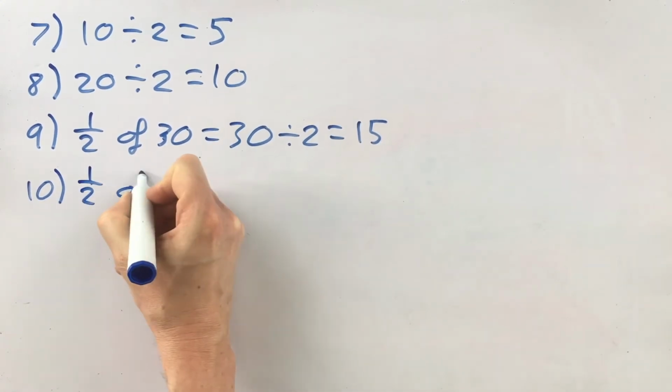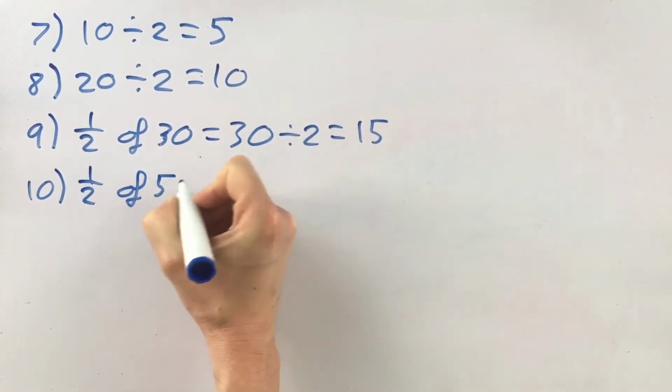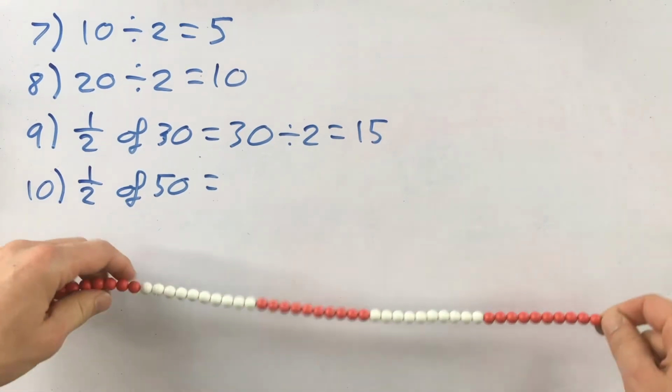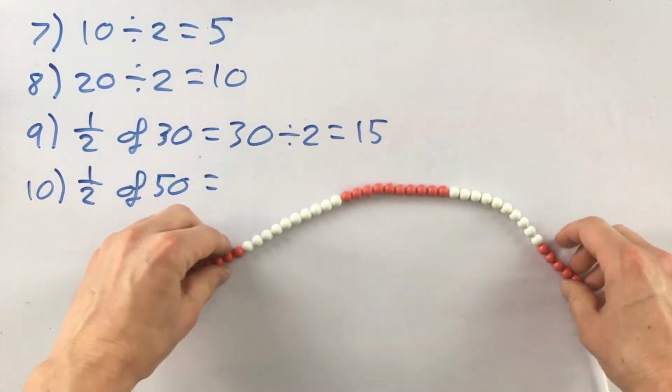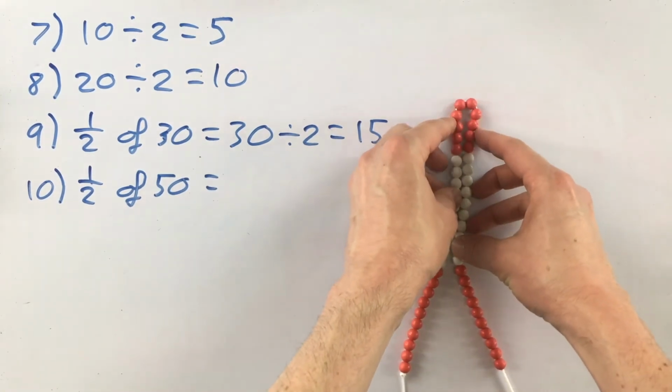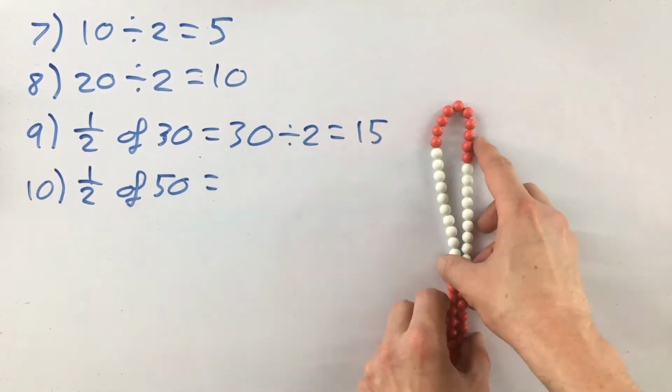Number 10, half of 50. You can either use the coins or the beads. For this one, it's quicker to use the beads. We have 50 beads, and I halve them, and you've got 25 on each side.